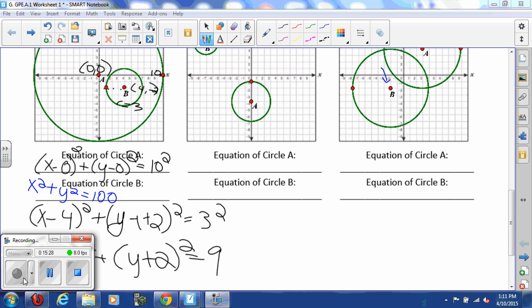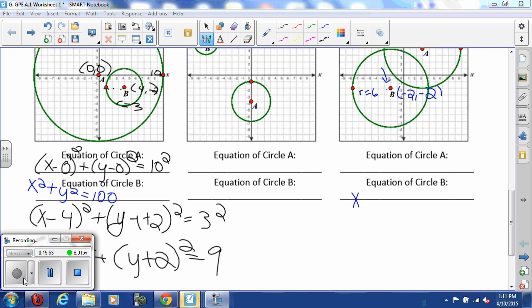Circle B here has a center of, correct me if I'm wrong, -1, -2? -1, -1? Oh, -2, -2, thanks. So the center's -2, -2. And then we're going to count from red dot to red dot. So 1, 2, 3, 4, 5, 6. So the radius is 6.